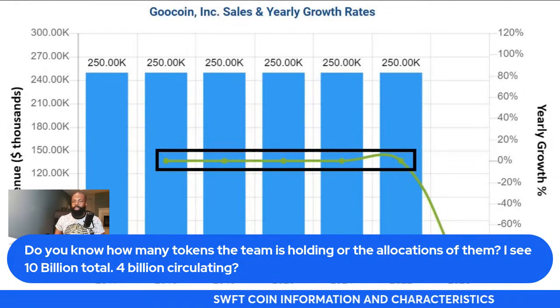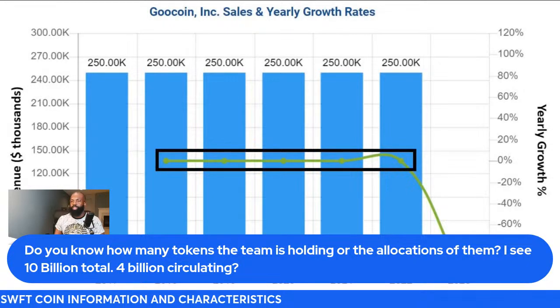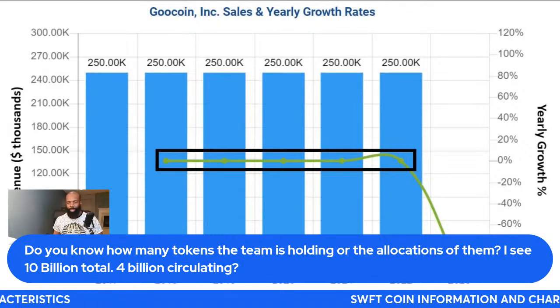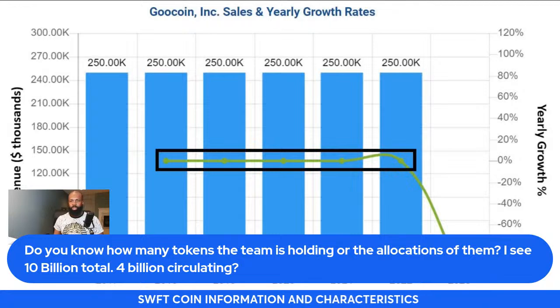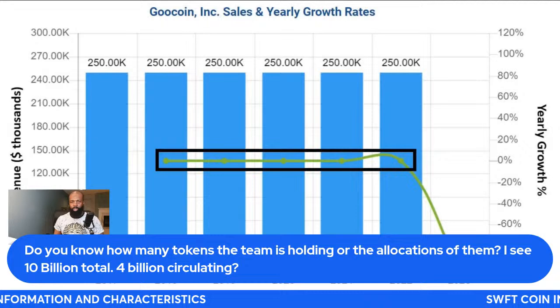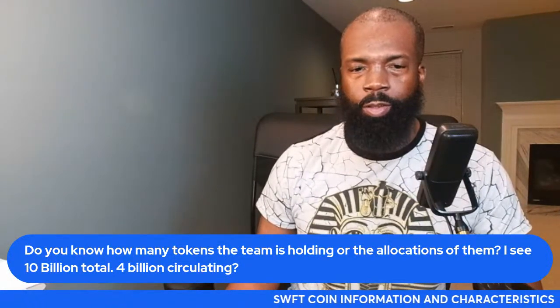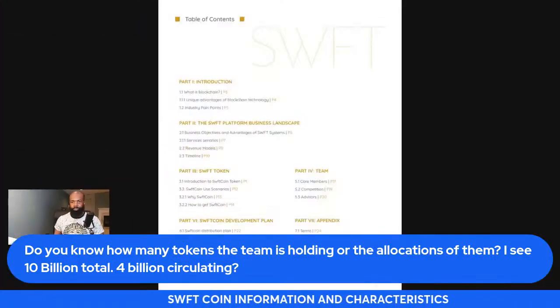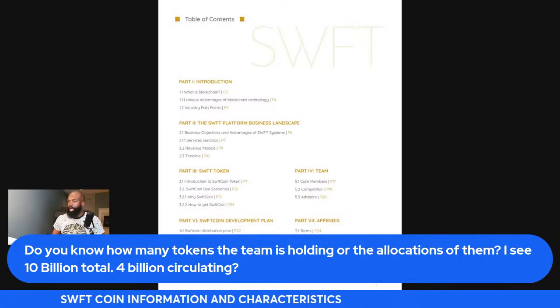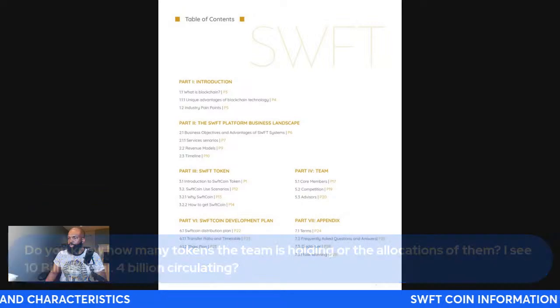Do you know how many tokens the team is holding or the allocations of them? I see 10 billion total, 4 billion circulating. Let me see if I have that up. I have that up somewhere. I may have brought it down, but if not, let's see here, folks. Let me take this off. I have it right over here. Let's bring this up. So, how many are they holding? Let's go to this. I'm going to take this question off.